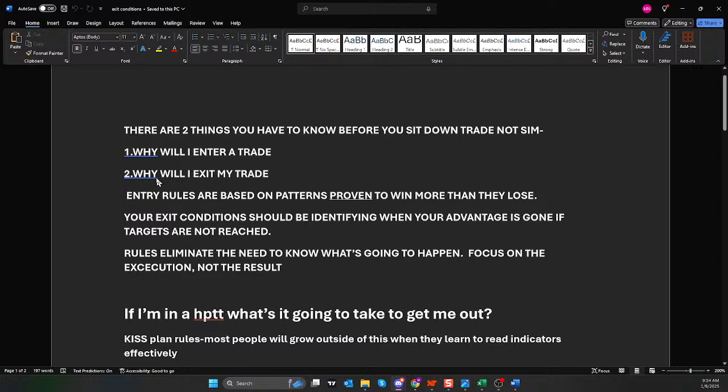And then you have to know why you'll exit the trade, guys. Your exit conditions are just identifying when your advantages are gone, but your target hasn't been reached. 5 ticks beyond those triggers, my advantage is gone. That's an exit condition. So rules eliminate the need to know what's going to happen, guys. Focus on the execution, not the result, because the execution has been proven to win more than it loses.